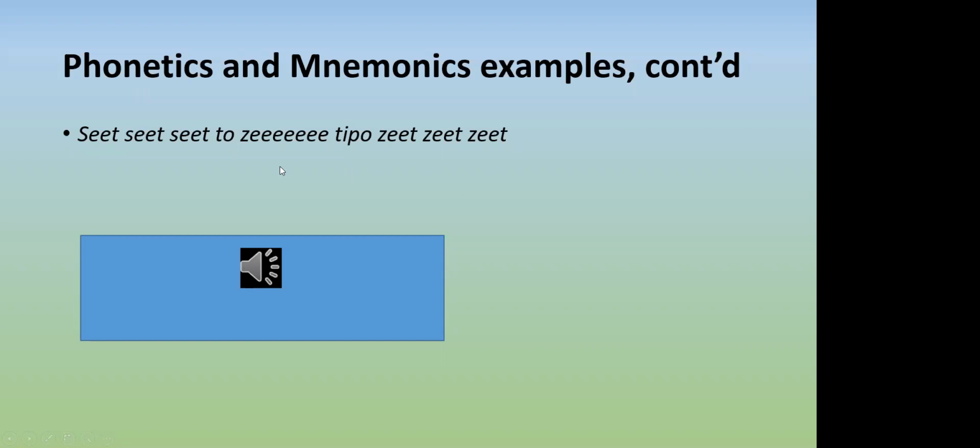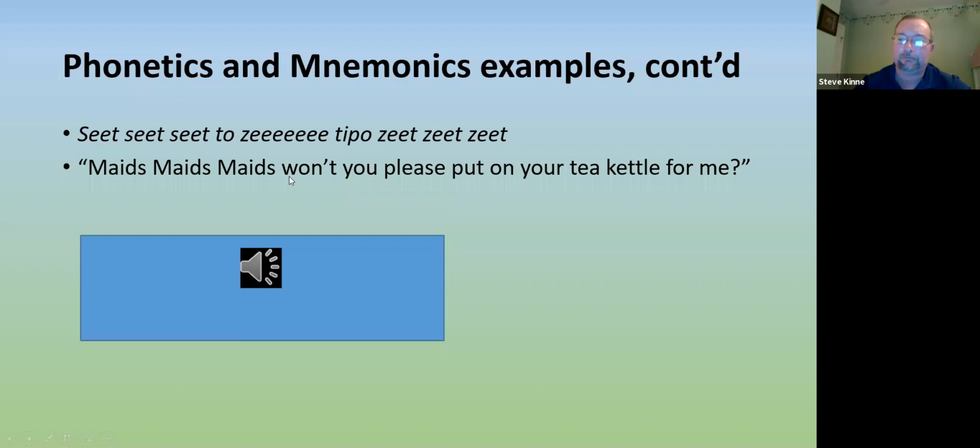The actual mnemonic for this bird song is, "Maids, maids, maids, won't you please put on your tea kettle for me?" And if you do it like it's supposed to be, it's "maids, maids, maids, won't you please put on your tea kettle for me?" And it took me quite a while to practice that, by the way. I hope you're all appreciative of that.